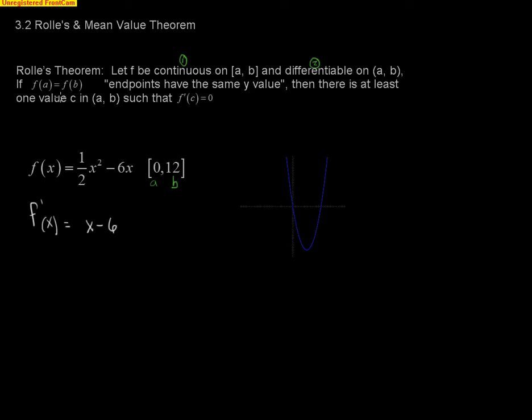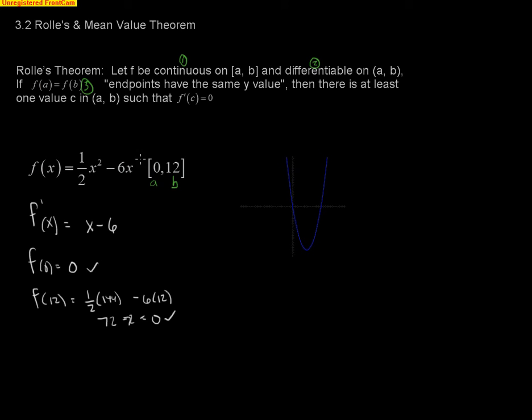After that, we've got to check that the endpoints are the same, and you plug a and b into the original function. So if you plug in f of 0, you wind up getting 0, because 0 squared and all that, minus 6 times 0. And then what about f of 12? Well, let's see if we can figure that out. That'd be half of 144 minus 6 times 12. So half of 144, that's 72, minus 72. Yeah, we get 0 again. So we got 0 for both of these. So that's the third condition that we've got to have, that the endpoints are the same.